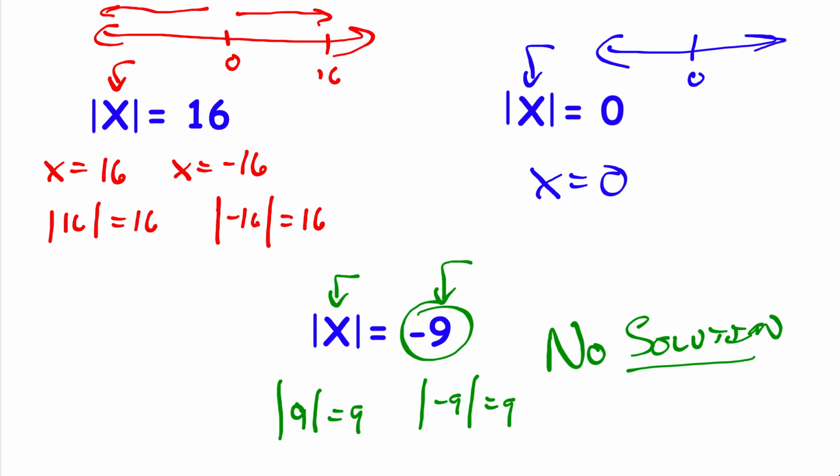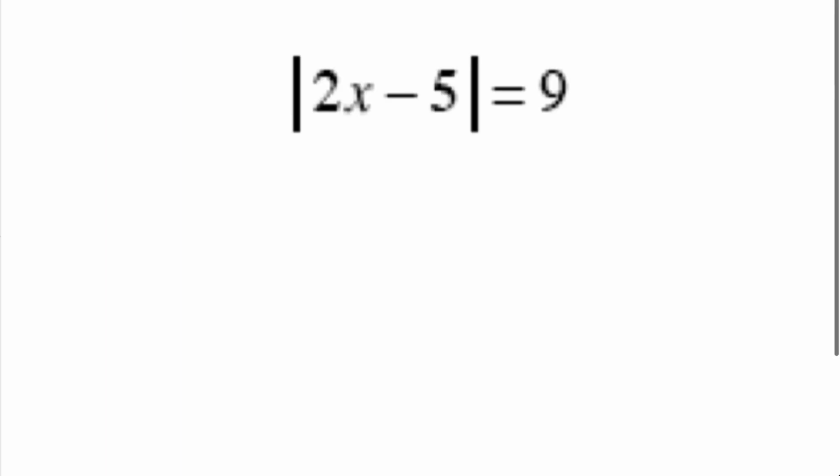So again, same idea we had with the squared terms. We could have two solutions, we could have one solution, oh my goodness, and no solutions. So here's an example. If I have the absolute value of 2x minus 5 equals 9, I could have two answers. Now remember, absolute value, we've graphed that before. That kind of looks like that. That's why there's two possible answers.